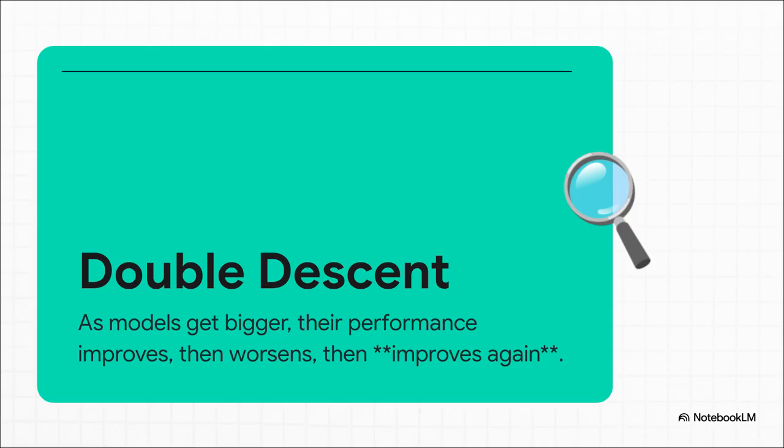But with these new, massive models, something totally wild happens. Their performance gets better, then it gets worse, just like the old rules said, but then it suddenly reverses course and starts getting better again, defying everything we thought we knew.